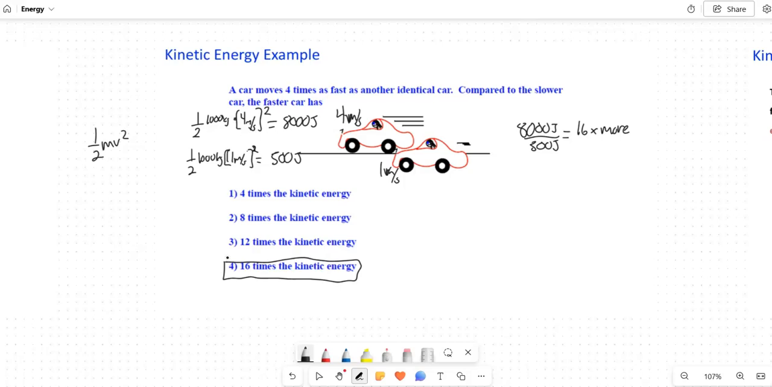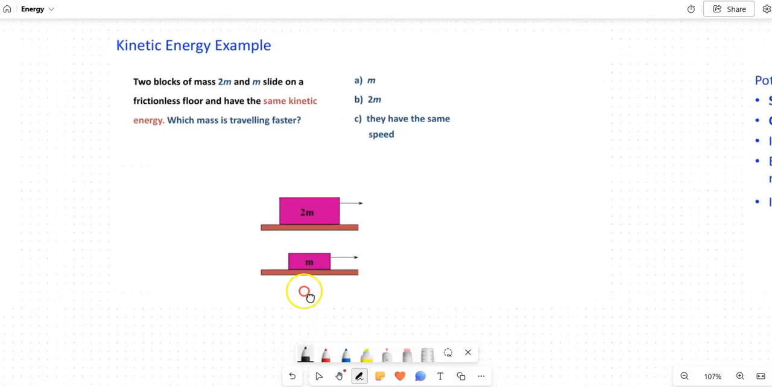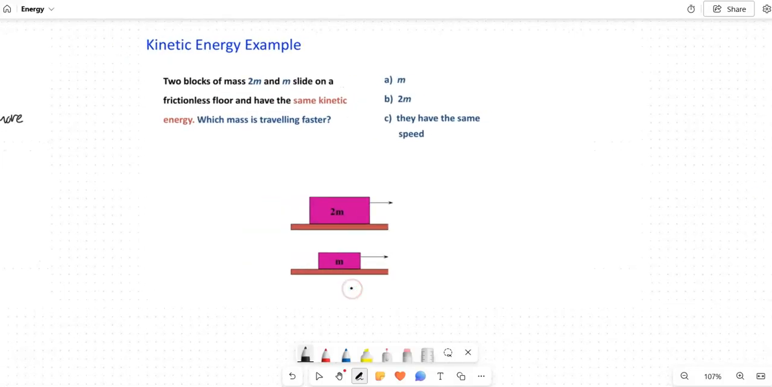Cool. I just want to get you to feel for kinetic energy now that we know where it came from in 5.0. Let's try another one. Try to build our conceptual understanding of this. So you have kinetic energy. Example, you have 2 blocks. One has twice the mass of the other. So let's say 2 kilograms and 1 kilogram.